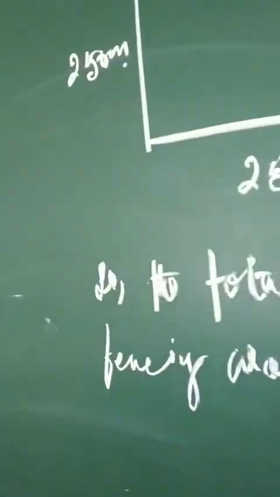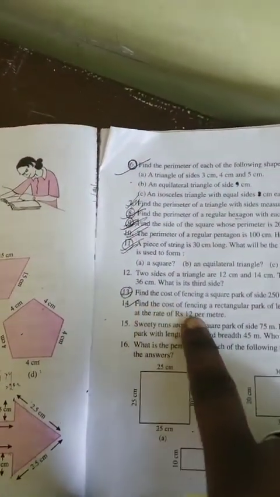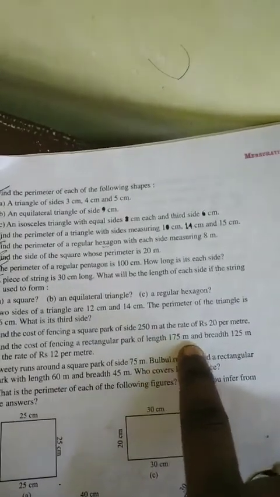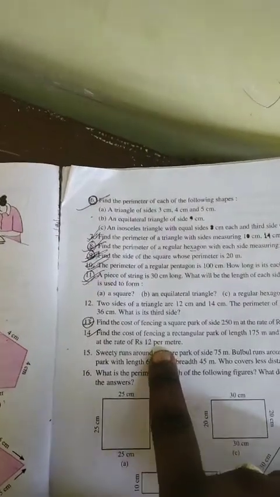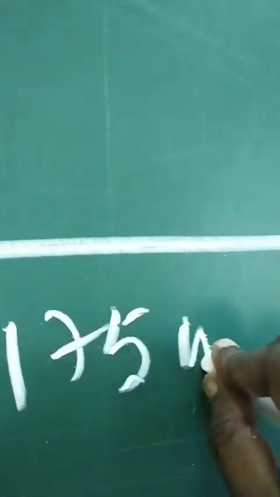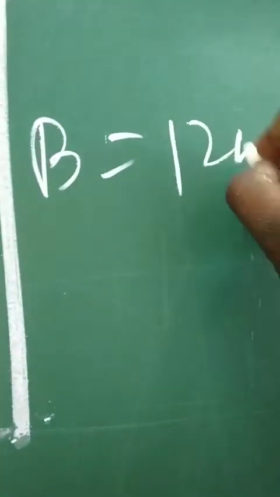Now let us deal with the next question, question number 14. Find the cost of fencing a rectangular park of length 175 meter and breadth 125 meter, and the fencing costs rupees 12 per meter. So there is one rectangular park. The length of this rectangular park is 175 meter, and the breadth is 125 meter.